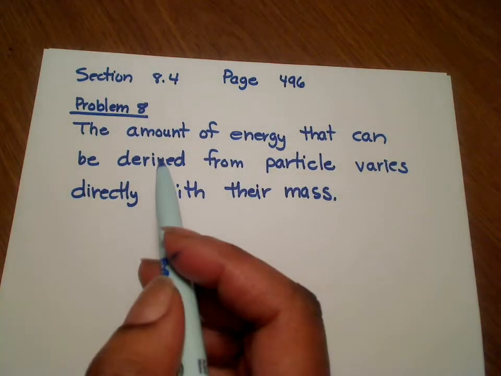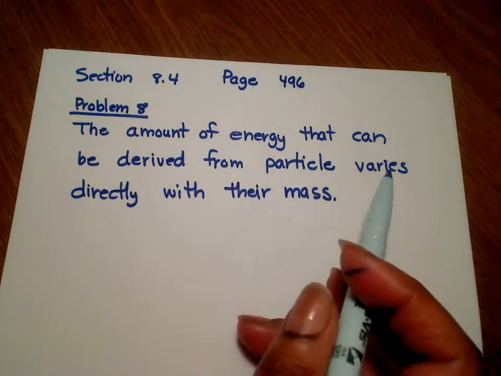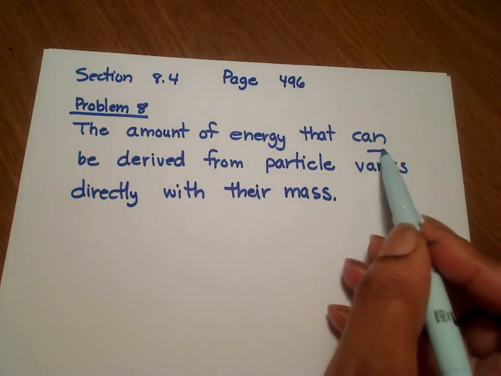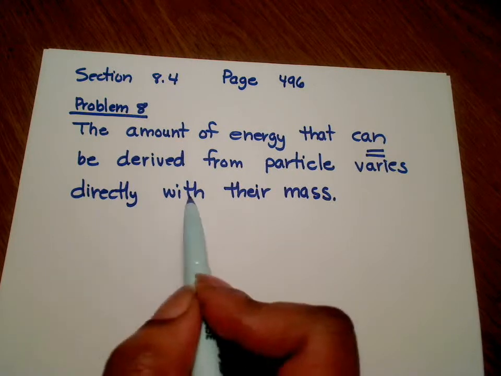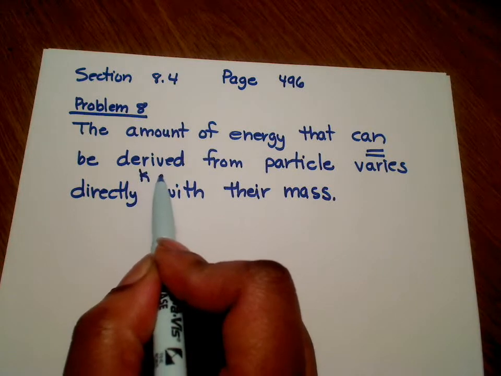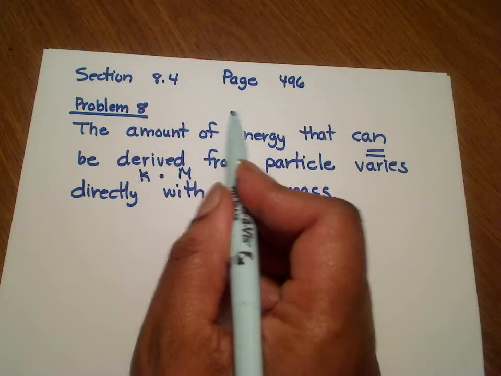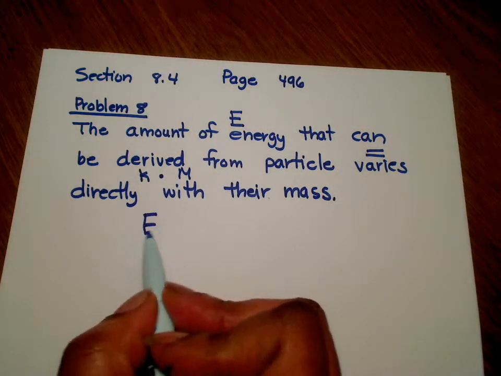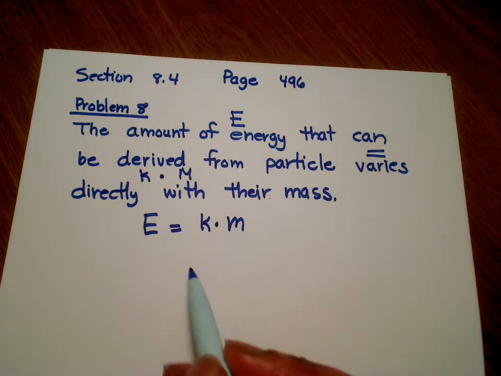Now let's take a look at this problem. Here it talks about the amount of energy that can be derived from particles varies directly with their mass. Notice here's the word vary, so I'm going to put my equal sign there. And we talk about directly with their mass, indicating that we're going to put K times M for mass, and I'm going to use E for energy. So the formula we're going to use is E equals K times M.